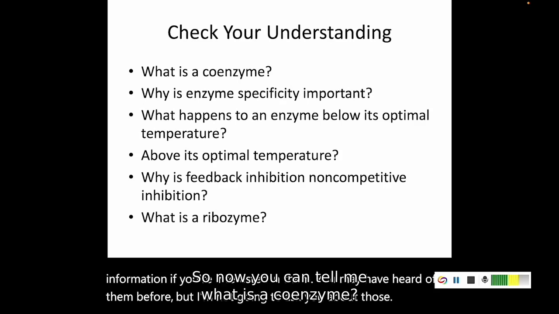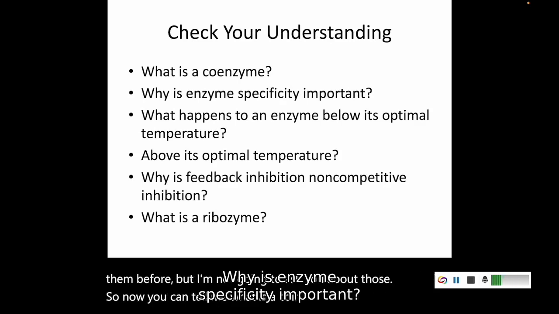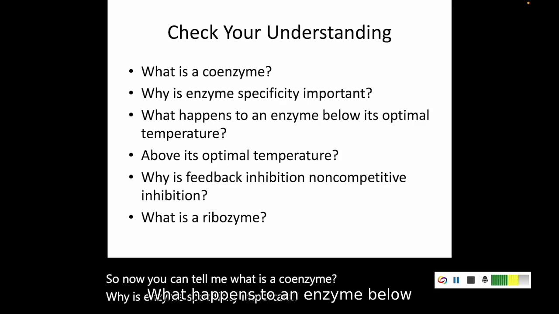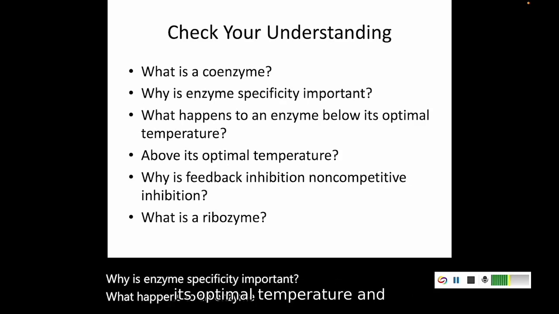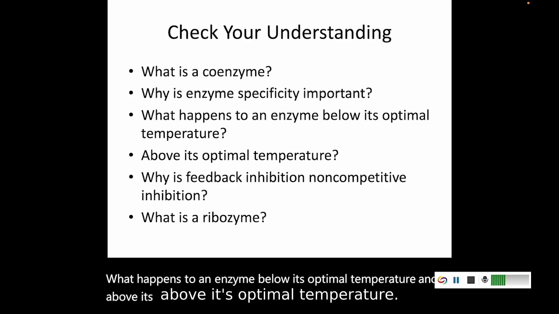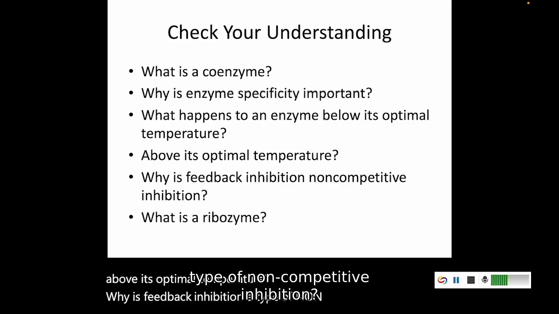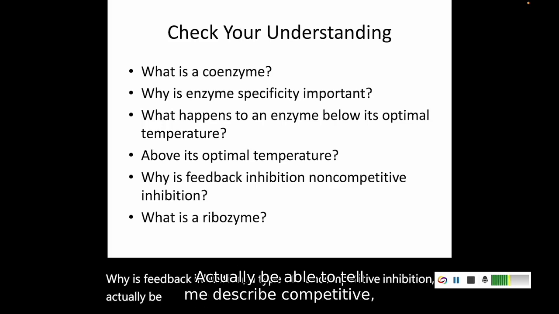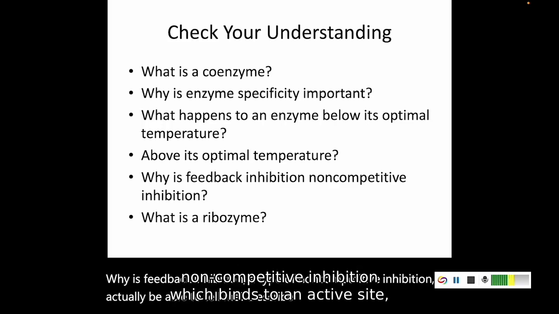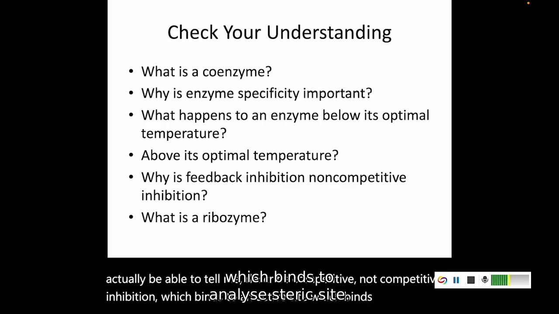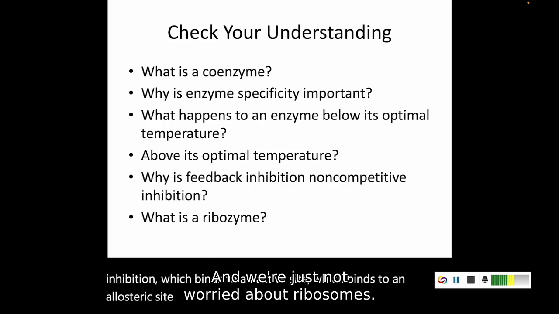Okay, so now you can tell me, what is a coenzyme? Why is enzyme specificity important? What happens to an enzyme below its optimal temperature and above its optimal temperature? Why is feedback inhibition a type of non-competitive inhibition? Actually be able to describe competitive and non-competitive inhibition, which binds to an active site, which binds to an allosteric site. And we're just not worried about ribozymes.